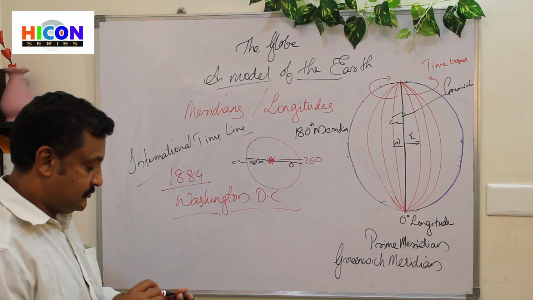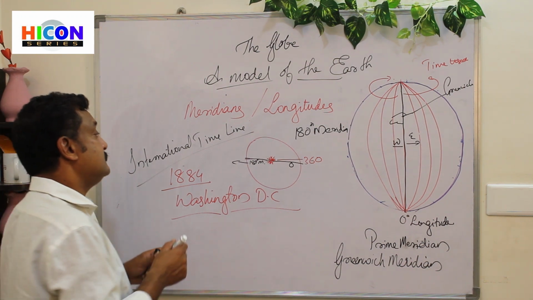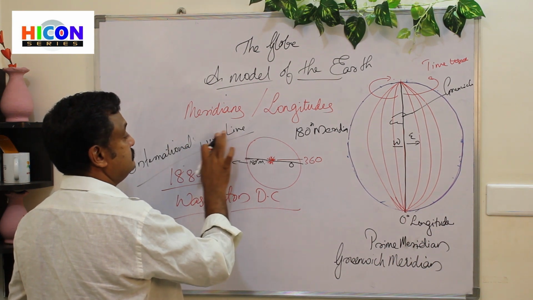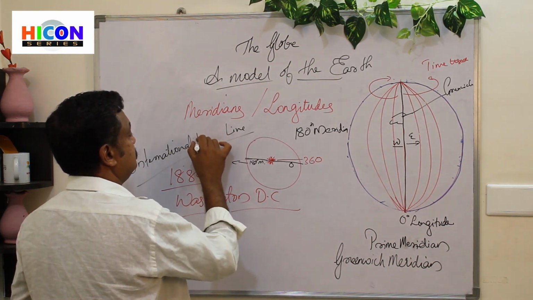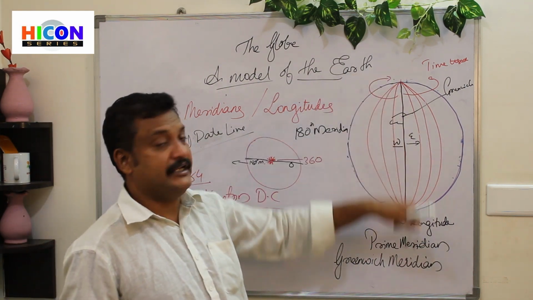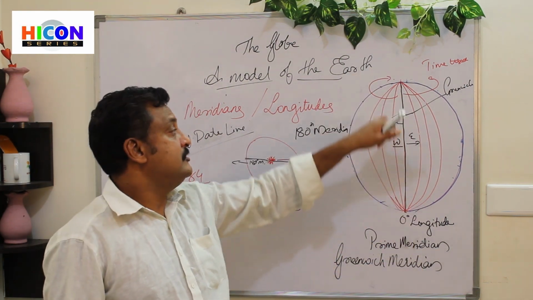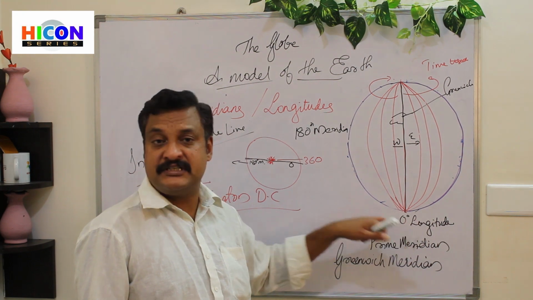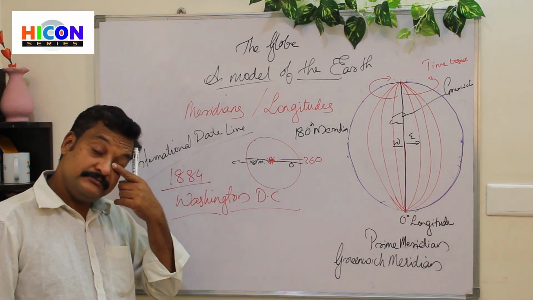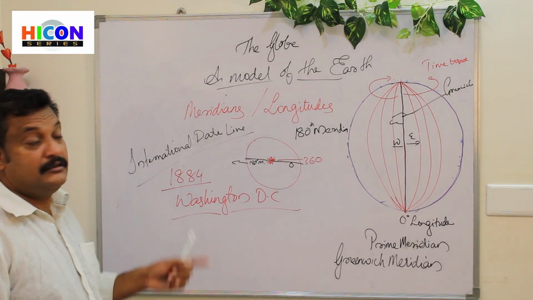Okay, it's not time line, it's a date line. Sorry, international time line is Greenwich meridian. So 0 degree longitude is a time line, and 180 degree longitude is a date line.